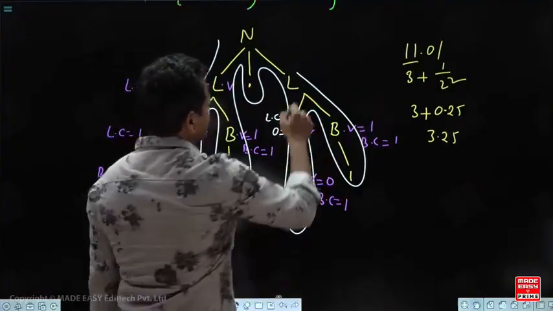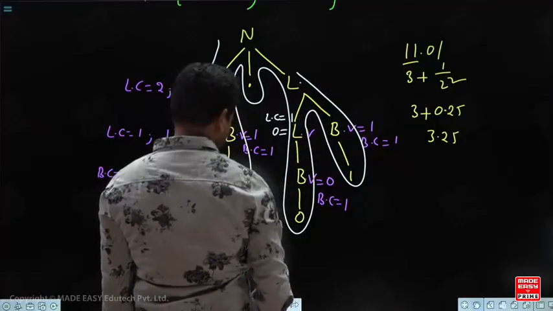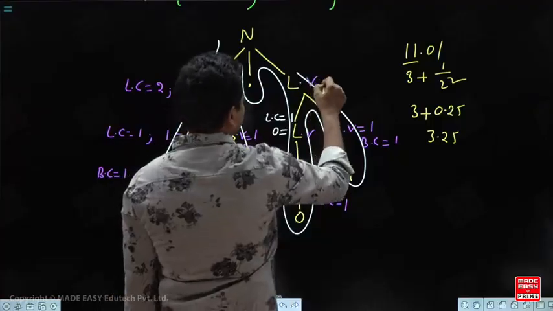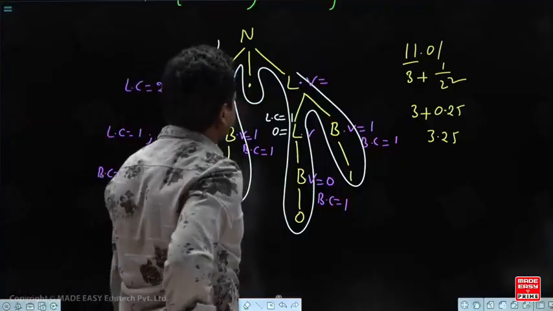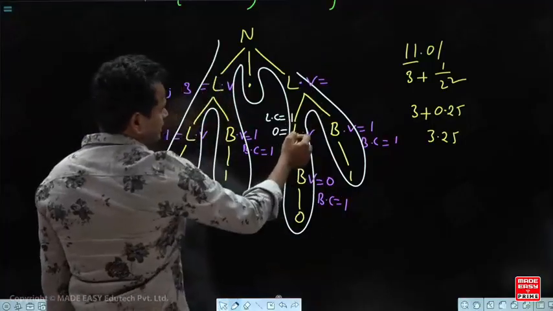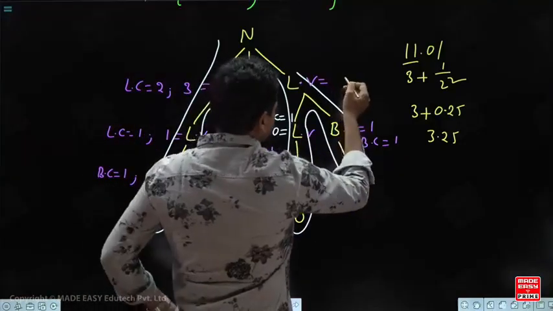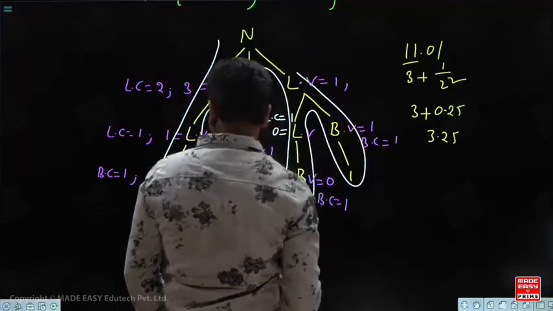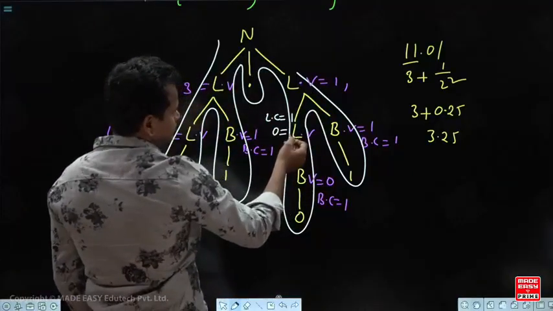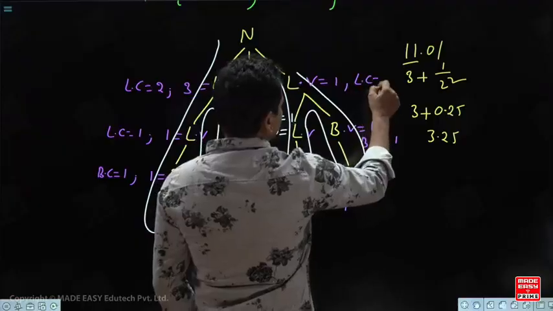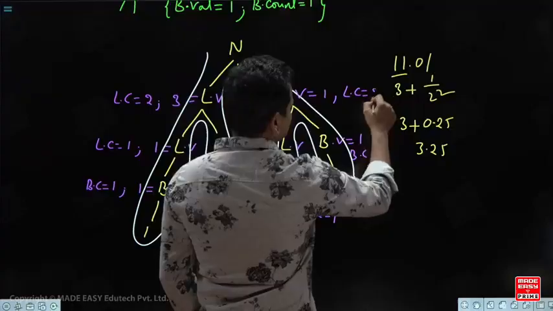Here, this is done. L there is LB. L.value equal to L1.value. What is L1.value? 0. 0 into 2 is 0 plus B.value. 0 plus 1 is 1. Okay. L1.value is 0 into 2, 0 plus B.value. Next, L.count equal to L1.count, which is 1, plus B.count, 1 plus 1, 2.